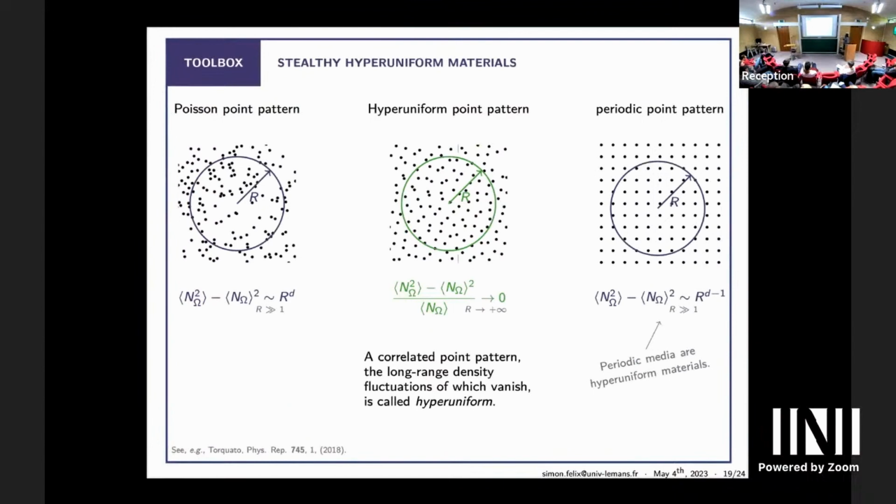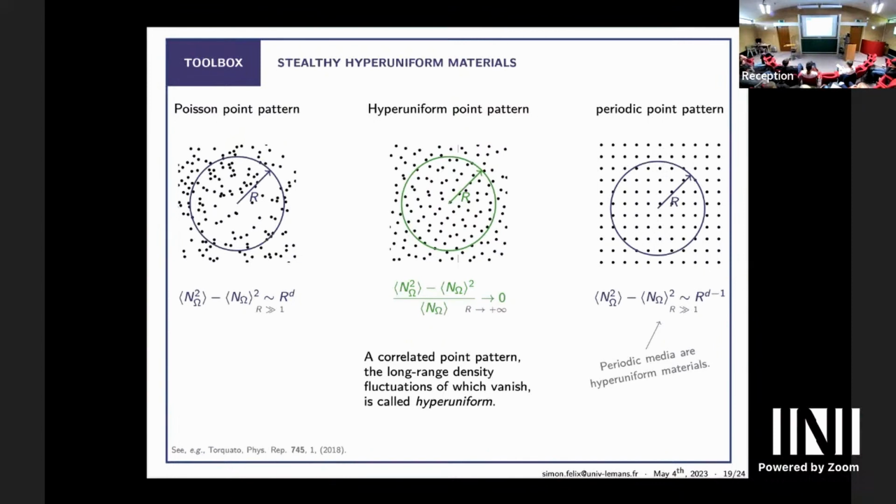What we can say simply is that we will first consider a fully disordered medium, so we have a pattern of points. Now if I take some volume in this distribution, here a disk, what I will evaluate is the number of points in this volume when I increase this volume, and in particular the fluctuations, the variance, and how it evolves with increasing R. For a Poisson distribution, we know that the variance increases as the volume itself, so R to the power 2.